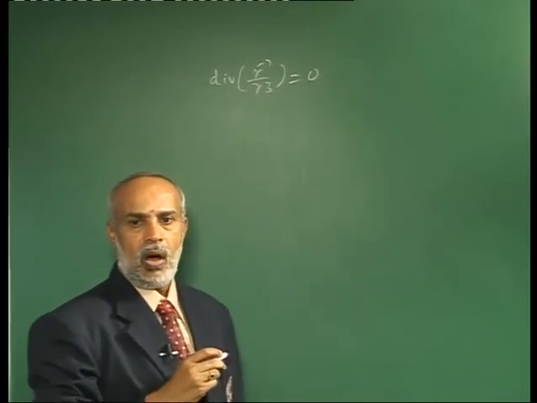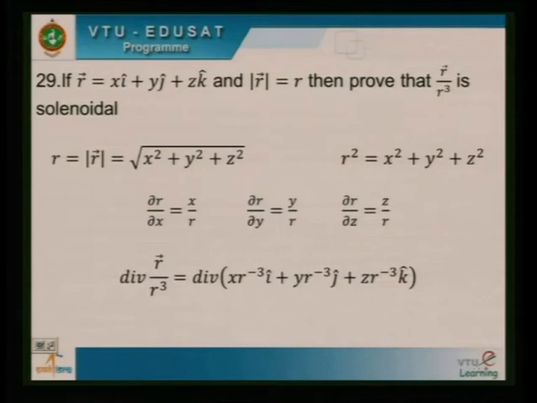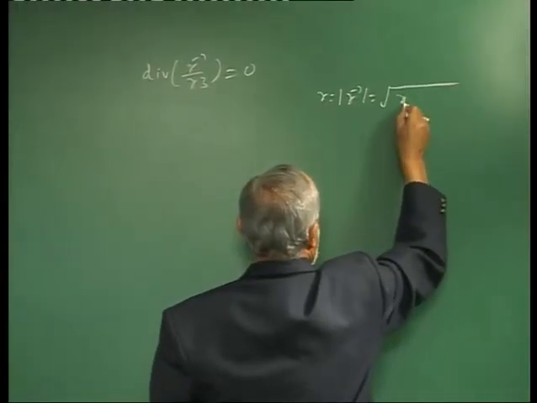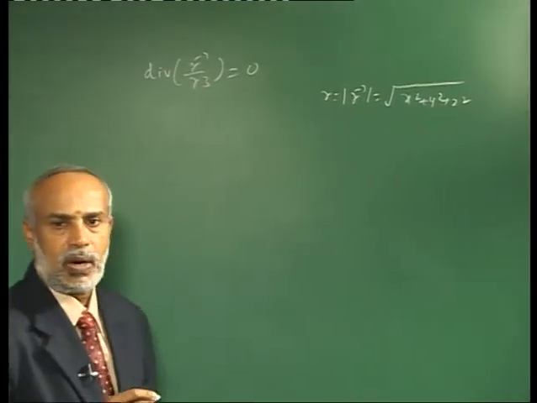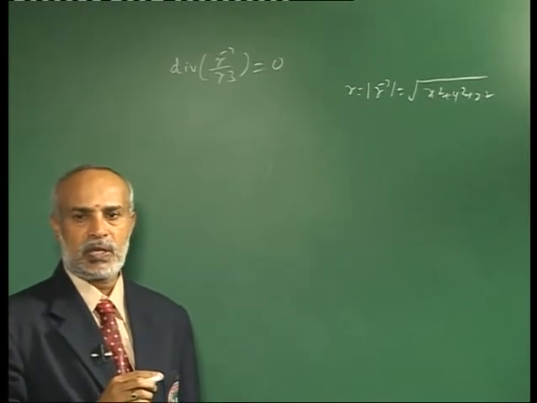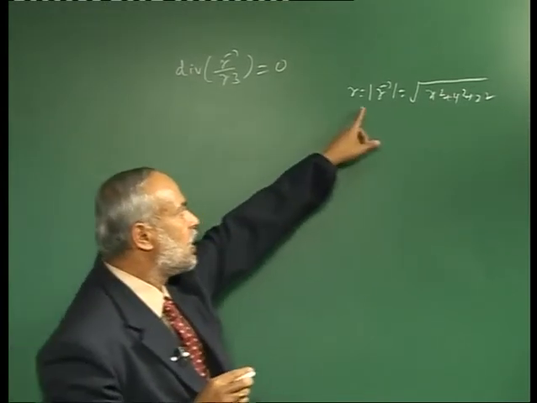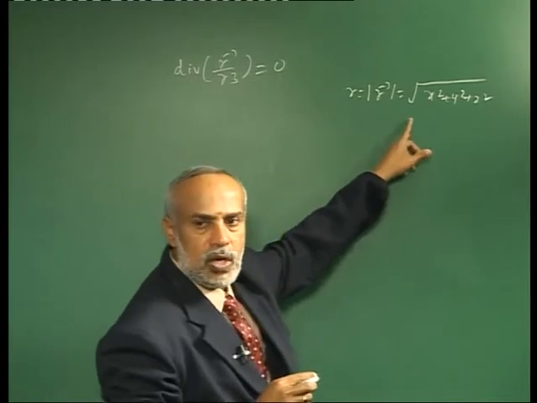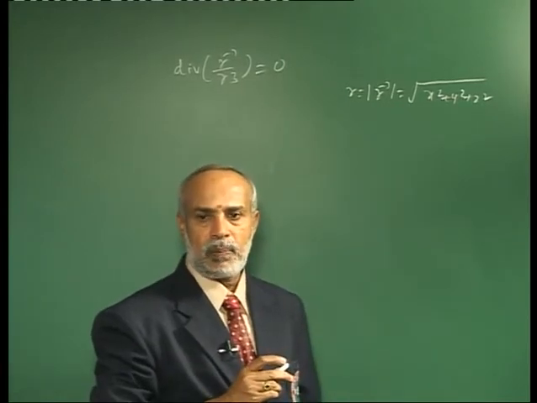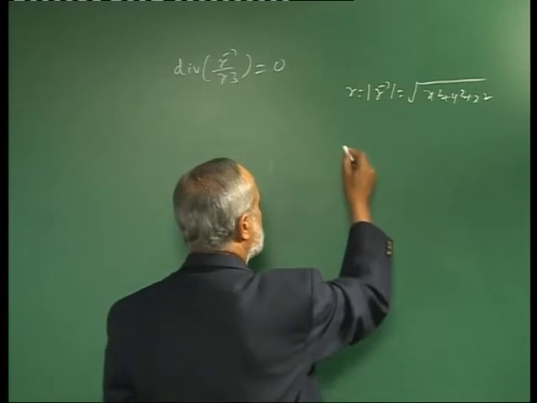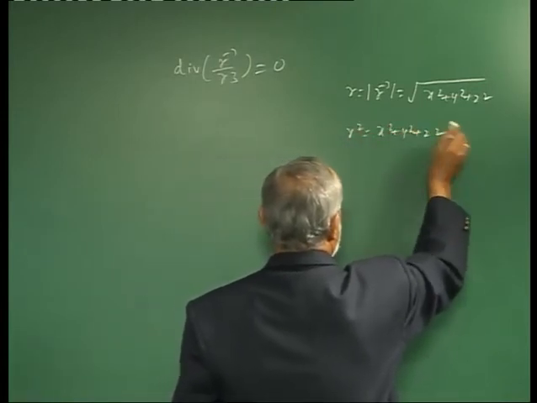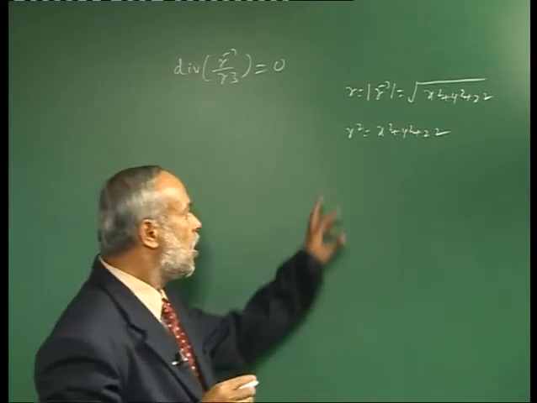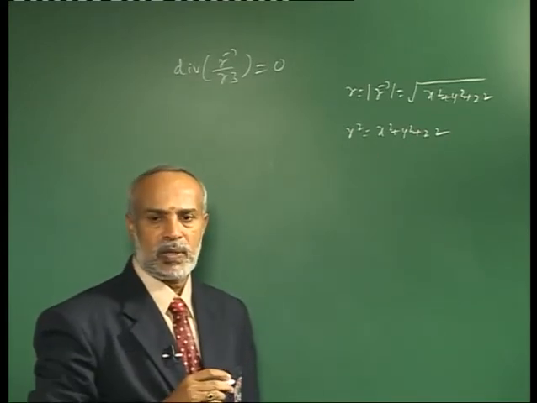See here, what is given? R vector is equal to x i vector plus y j vector plus z k vector. Applying the modulus, r becomes square root of x square plus y square plus z square. If you square both sides, r squared is equal to x squared plus y squared plus z squared.